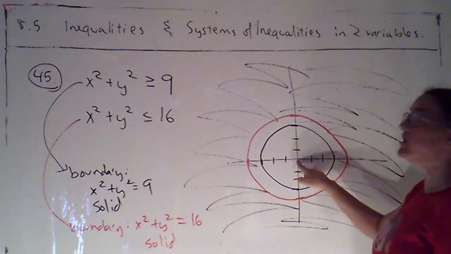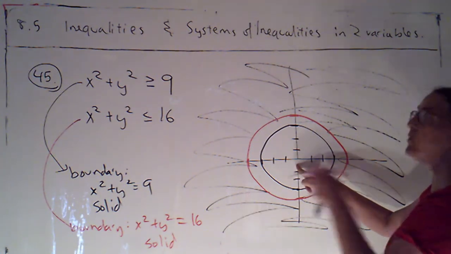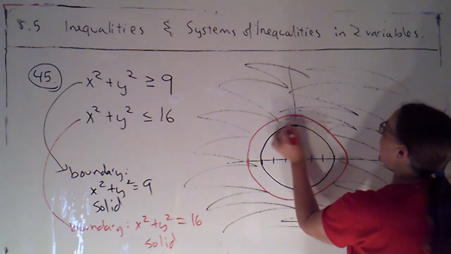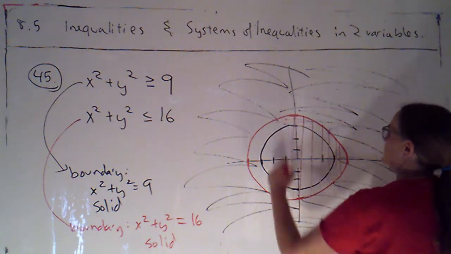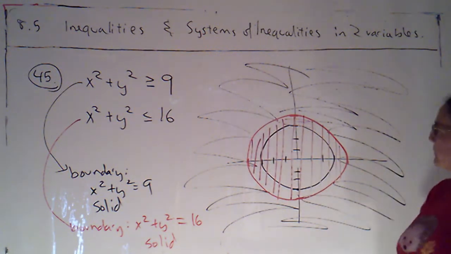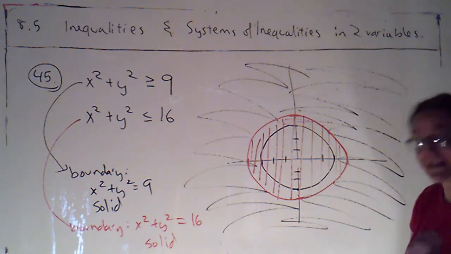If I choose the origin there, that's going to give me 0, which is less than 16. So we're shading inside of the red circle. Like so. Okay. Now, this graph is kind of busy.